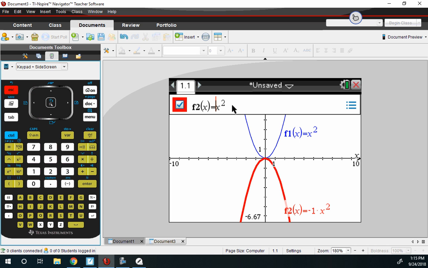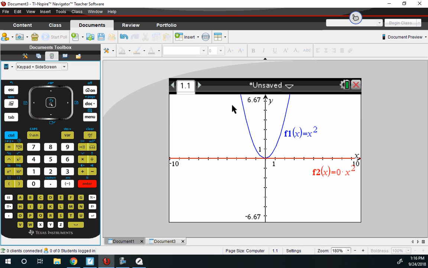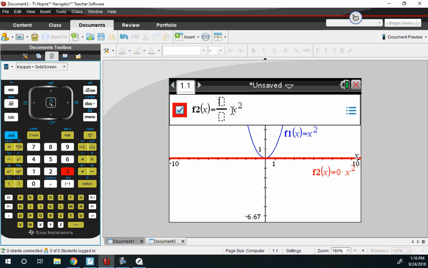So what's a number smaller than 1? 0.5? Well, decimals don't exist till chapter 7. 0? If we have a 0, we have a horizontal line. That's not a parabola. Oh, a fraction. So what about 3/4? Would that work? Okay, so 3/4.